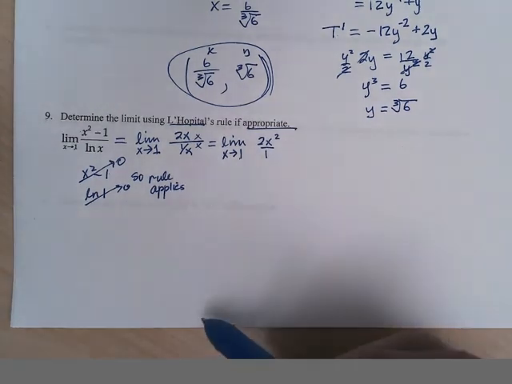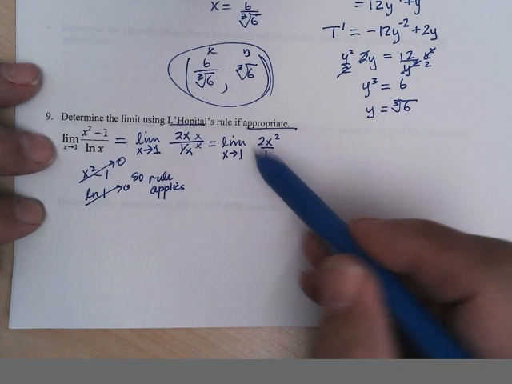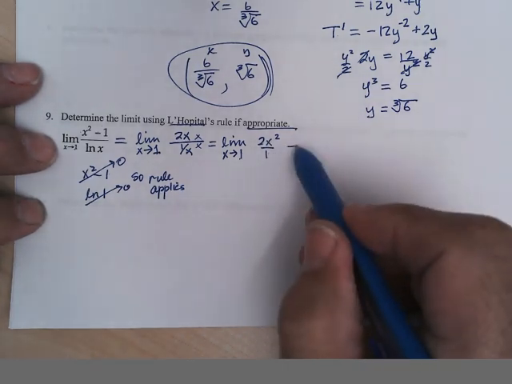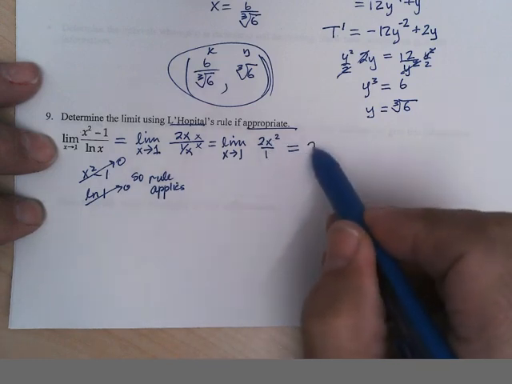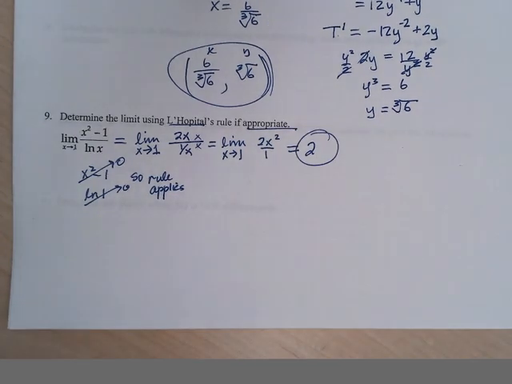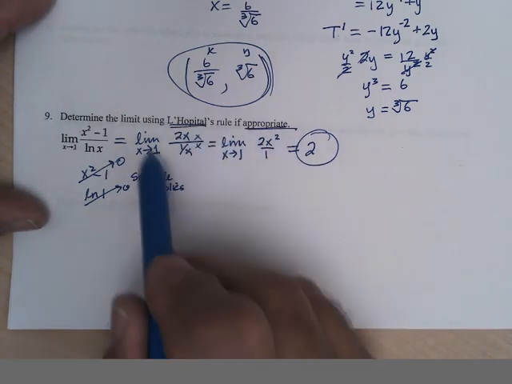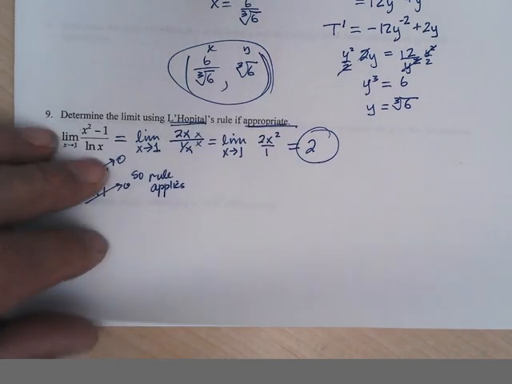Now, can I put in 1? Do I have both of them become 0 or both become infinity? Well, they just become 2 over 1, so I can take the limit. I can put in the 1, it comes out to be 2. And so there's my limit. And I have to be careful to make sure that the rule applies before I start doing anything. And I've got to remember to put my limits in. That's page 3.